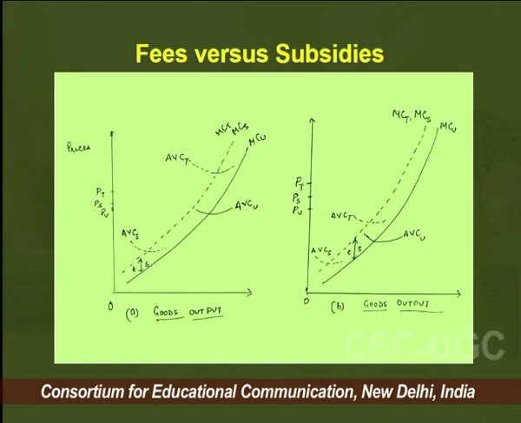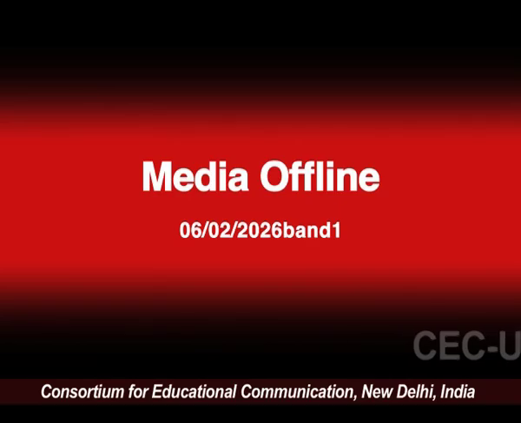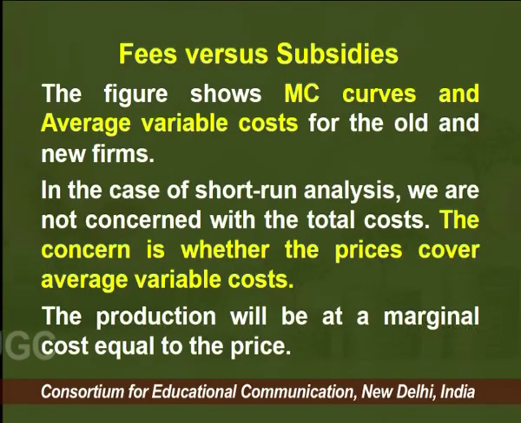As we can see, the average variable cost when there was no regulation, if no regulatory instrument was being applied to the firms, is considered as AVCU. AVCT, so let us quickly see what type of figures or versions of cost curves we are discussing. MC curves and AVC curves for the old firm and new firms.